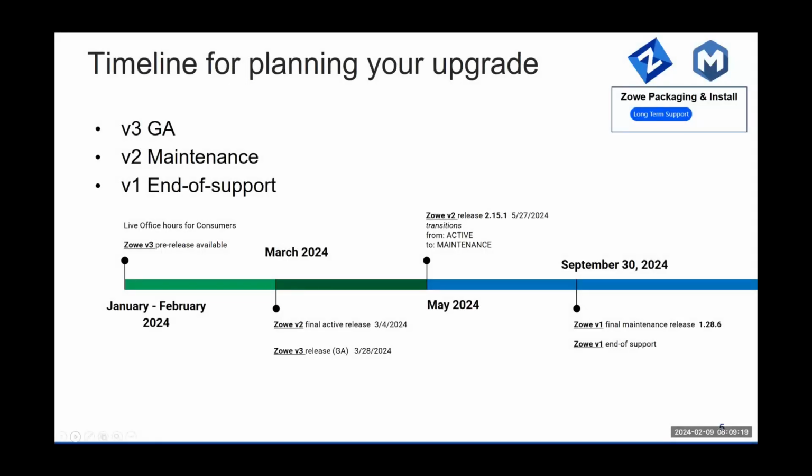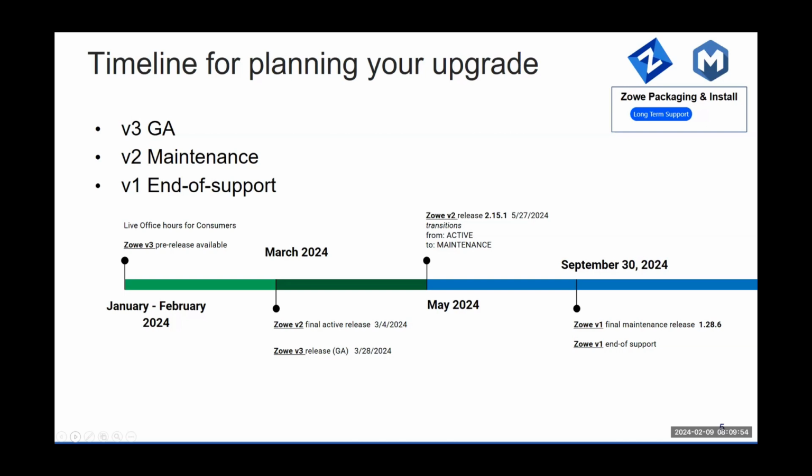Okay, just another way of looking at the same information from a timeline perspective. Here we are in January, February. We expect technical previews, pre-release of the technology, to be available very soon. That information will be posted at our vNext page at zowe.org. We expect to deliver the final active release, so the release that will include new capabilities and functionalities for V2, in early March. And then at the end of March, we'll introduce V3.